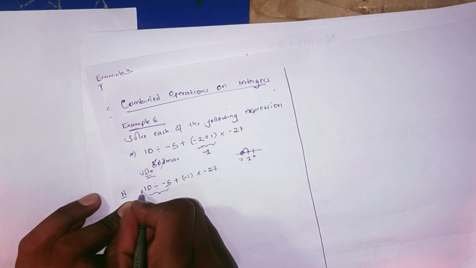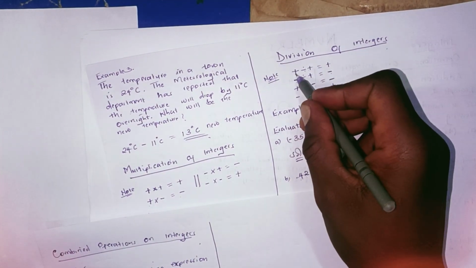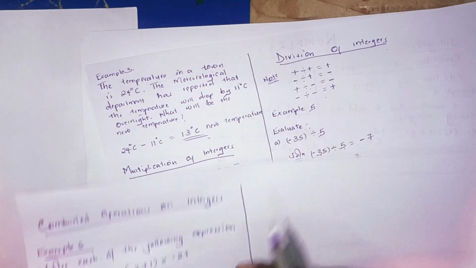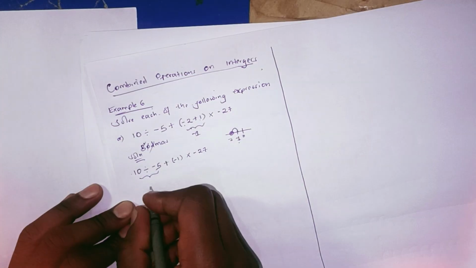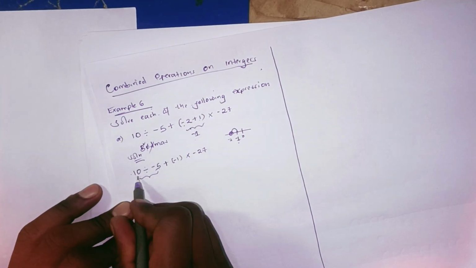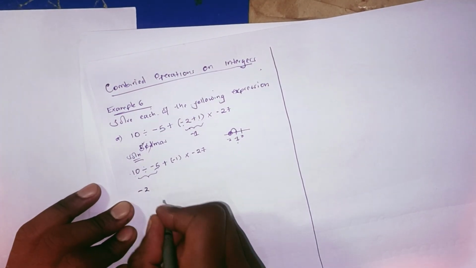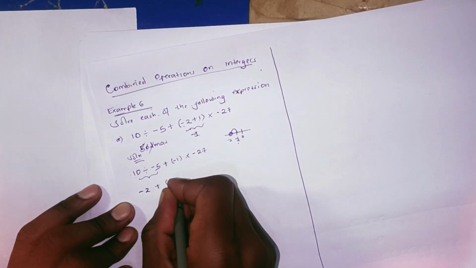Remember, 10 is positive, and positive divided by negative gives a negative. Let me write that: positive divided by negative, I get a negative. But 10 divided by 5, what do you get? It is 2. Then I will rewrite the problem again: plus negative 1 times negative 27.